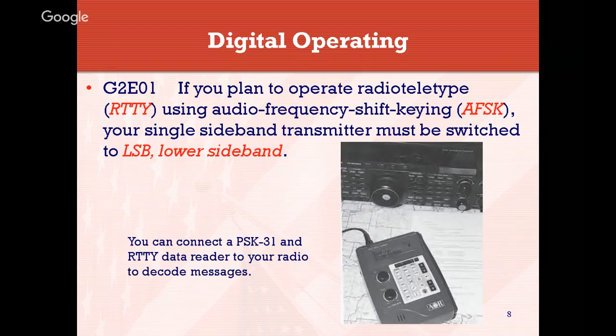If you plan to operate radio teletype using audio frequency shift keying or AFSK, your single sideband transmitter must be switched to lower sideband or LSB. A friend of mine back in the day, that's all he did. He operated RTTY. He had a teletype machine in his shack, and that's what he operated mostly as far as HF was concerned. It sends an audio signal. It keys the radio, but it doesn't operate the same as a CW signal does, but it does send the information audibly. So that's why it's important to use a sideband mode of operation, and in this case, lower sideband. Boy, I tell you, that thing clacked and clacked and clacked. They are noisy.